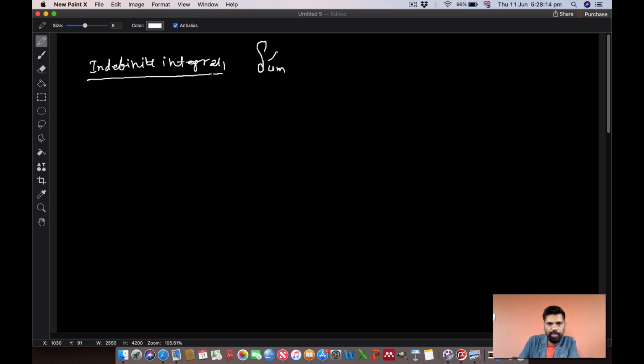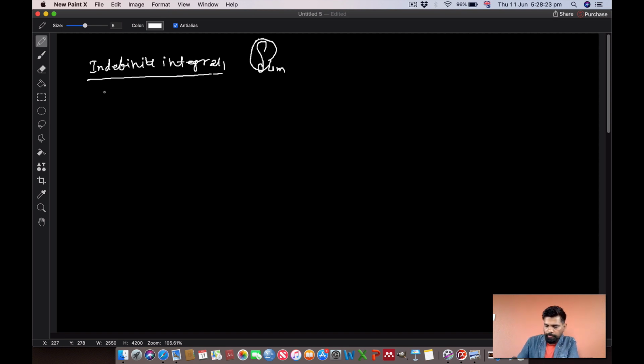First of all, we study the indefinite integral. Mathematically, it is symbolized as the integral sign, that means sum. We only use this symbol for the integral when we compute integral problems.